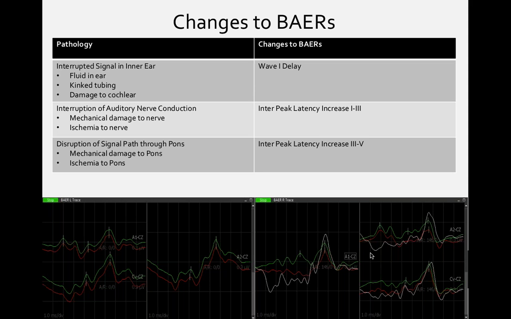An interruption of the auditory nerve conduction, so from the cochlea all the way to the brainstem, the actual nerve, we're going to see the interpeak latencies of 1 to 3 increase. And this can be seen if the nerve is damaged or if there is ischemia to the nerve, if the blood supply to the nerve is compromised. So if the nerve is stretched or damaged by mechanical means during a surgery, we'll see that.